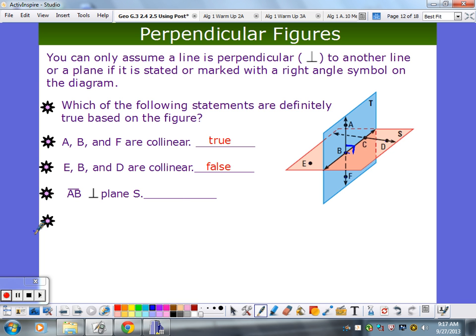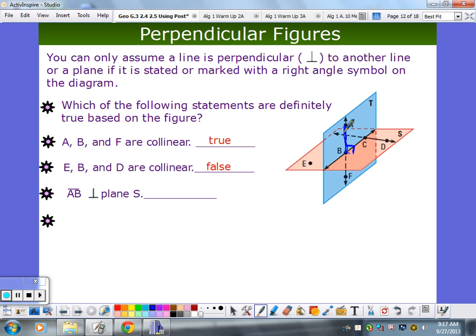How about AB? Looking at this little segment right here, is it perpendicular to plane S, which is that red plane? Can I make that assumption, that segment AB is perpendicular to plane S? What do you think? Well, how come?